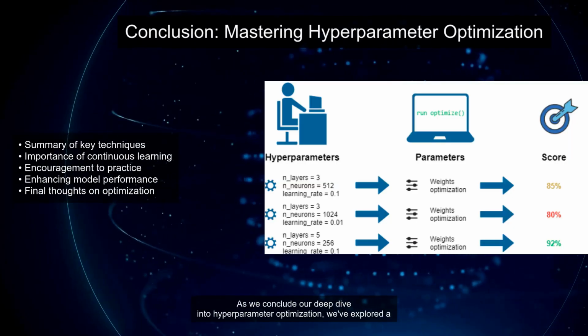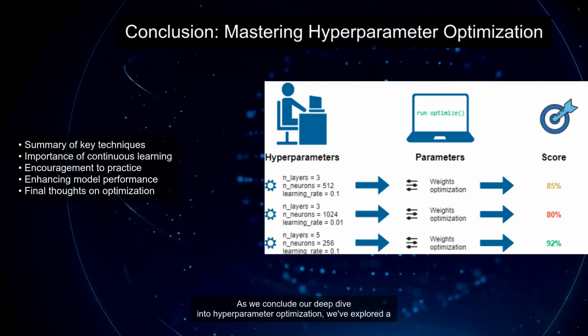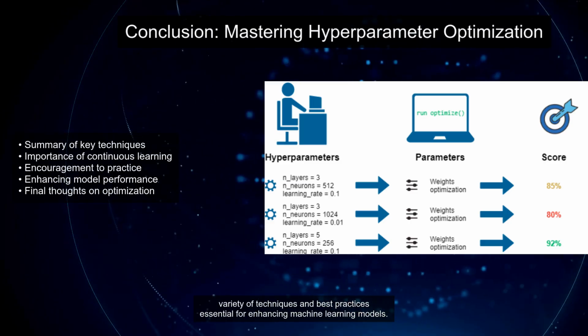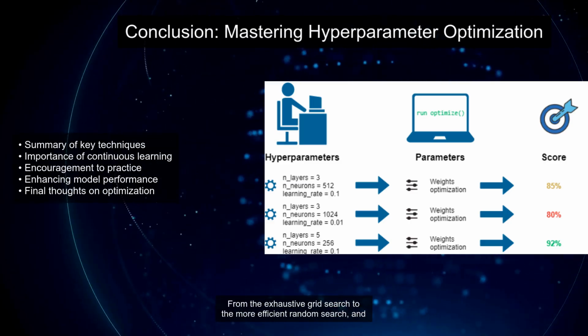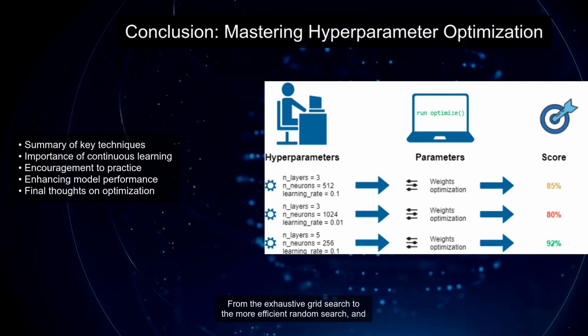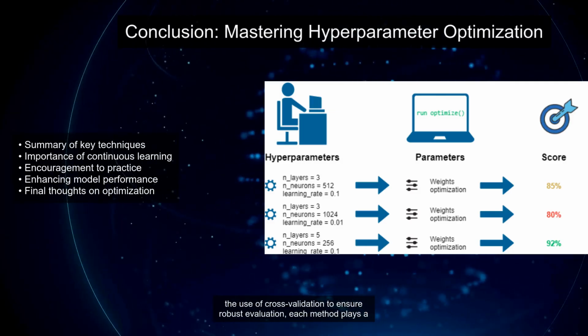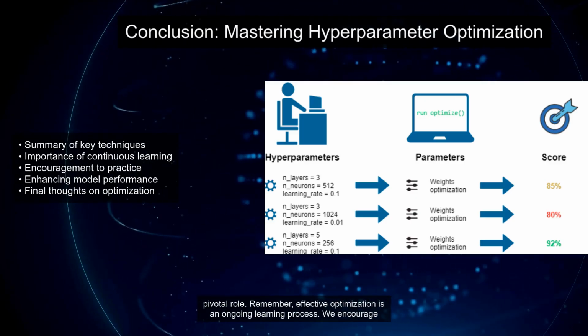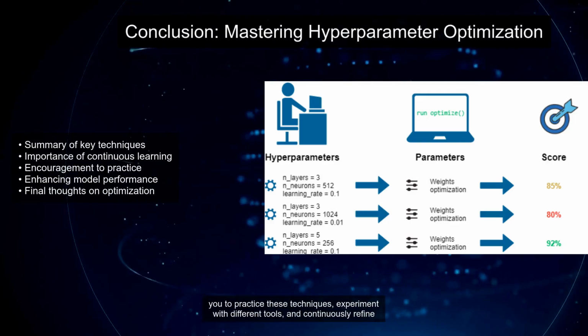As we conclude our deep dive into hyperparameter optimization, we've explored a variety of techniques and best practices essential for enhancing machine learning models. From the exhaustive grid search to the more efficient random search, and the use of cross-validation to ensure robust evaluation, each method plays a pivotal role. Remember, effective optimization is an ongoing learning process.